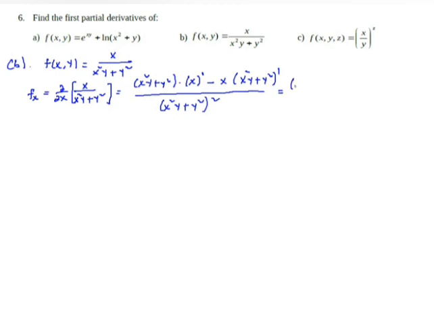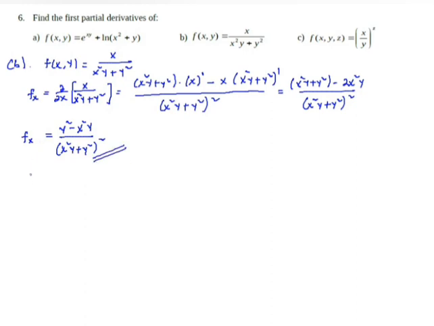So this becomes x square y plus y square minus 2x square y, over (x square y plus y square) the whole square. When we simplify this, the result is y square minus x square y over (x square y plus y square) the whole square. This is fx, the partial derivative of f with respect to x.